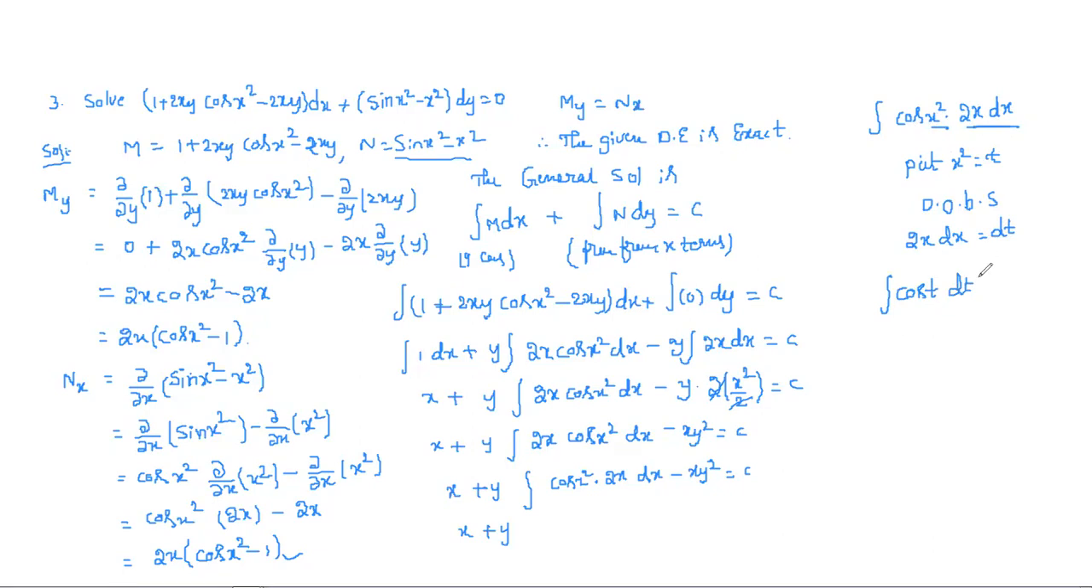So integral cos t dt is nothing but sin t, and here t is nothing but what we chose, x square. So for that, sin x square. So in place of this integration we can write y into sin x square minus xy square is equal to c. So this is the general solution of the given differential equation.